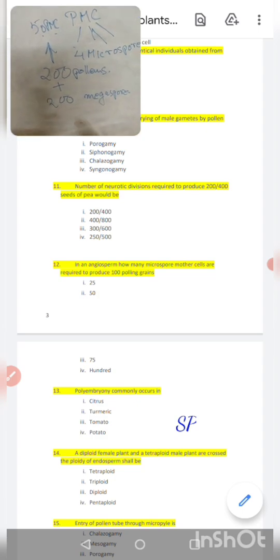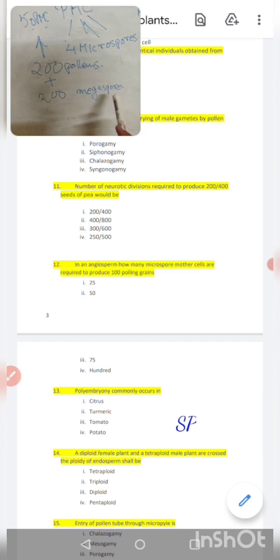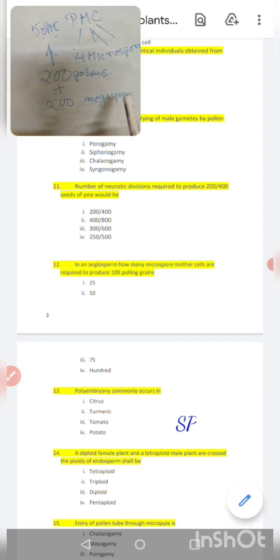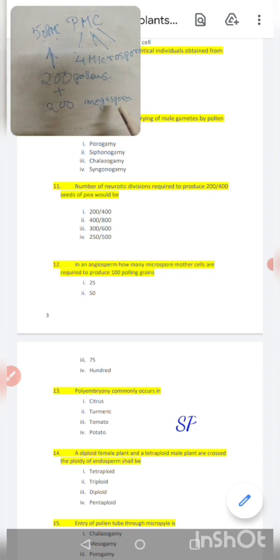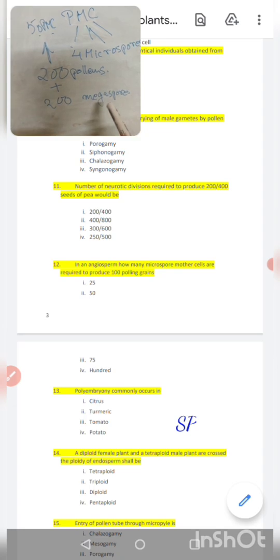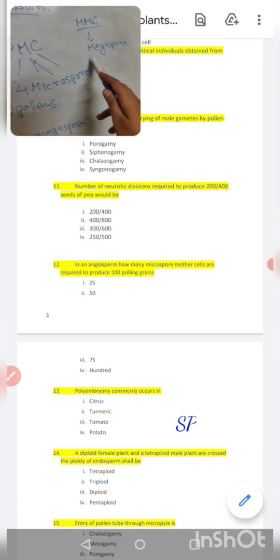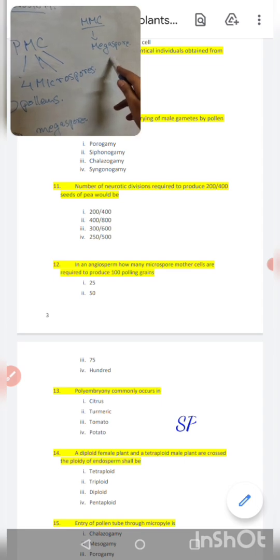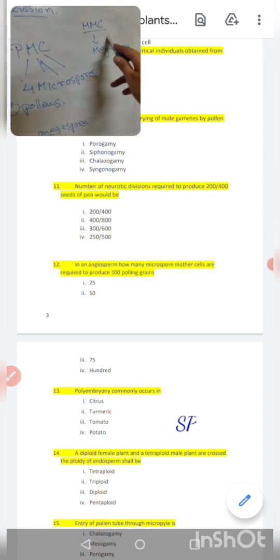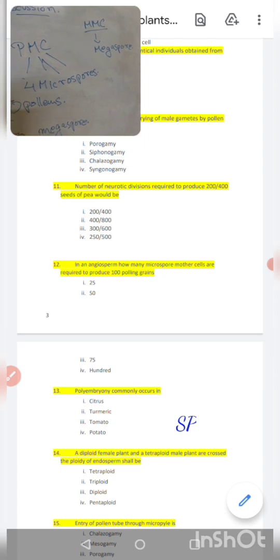Now coming to the megaspore. For the production of 400 seeds, we need 400 megaspores. These 400 megaspores will come from 400 megaspore mother cells. So this is the equal division. In case of megaspores, the equation will be similar: n number of megaspore mother cells will give rise to n number of megaspores.